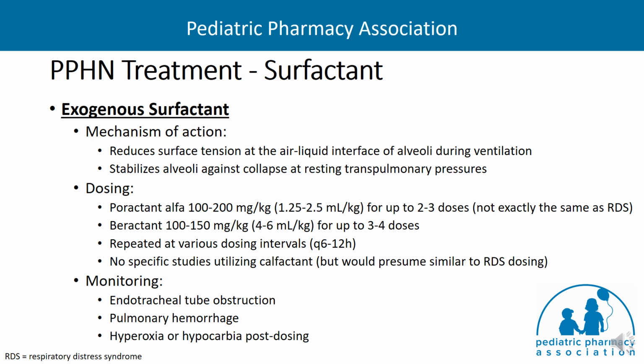Beractant has been studied at a dose of 100 to 150 mg per kg, which is 4 to 6 mLs per kilo of Beractant, with the ability to repeat doses at various intervals of 6 to 12 hours, up to multiple doses for each agent. One expert suggests reducing the dose of surfactant by 50% in patients with CDH who have evidence of surfactant deficiency, because they would have pulmonary hypoplasia and so have less lung that needs surfactant.